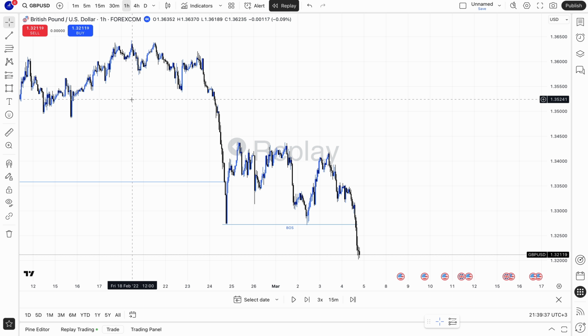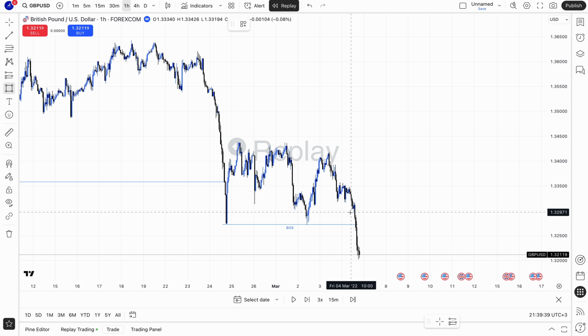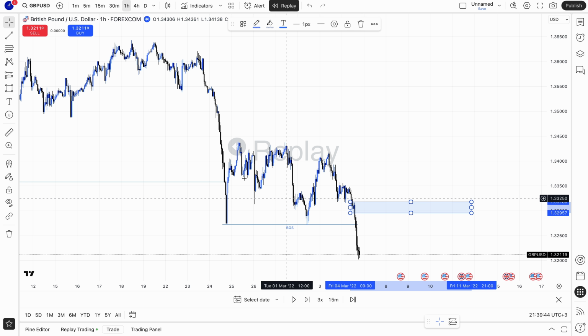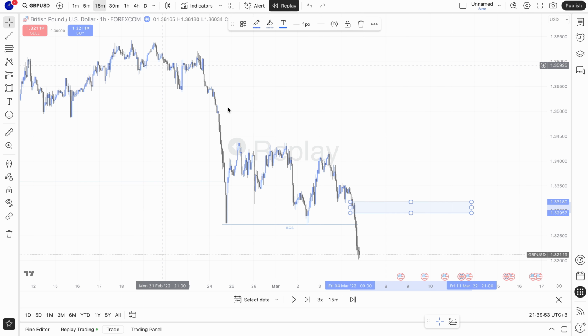So our first supply zone is this one. The last sell-to-buy candle with a fair value gap that led to this break of structure to the downside. Now it's just a waiting game and see.